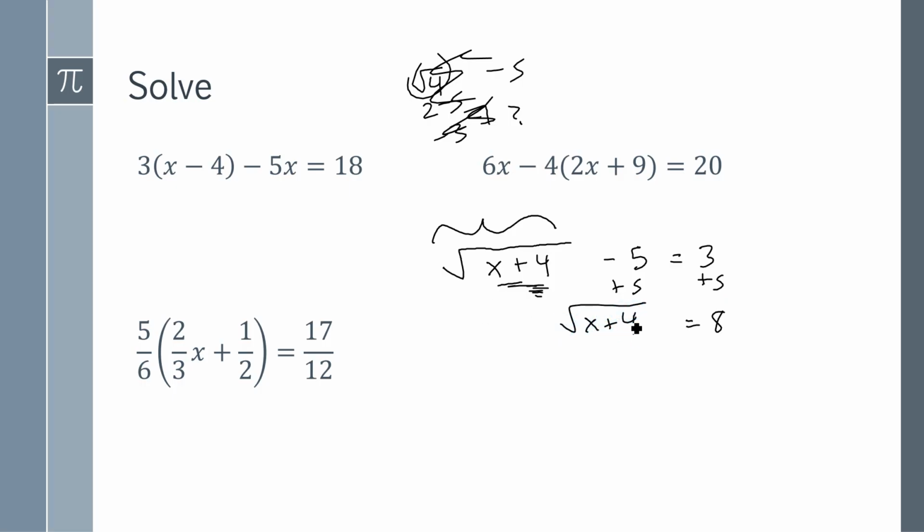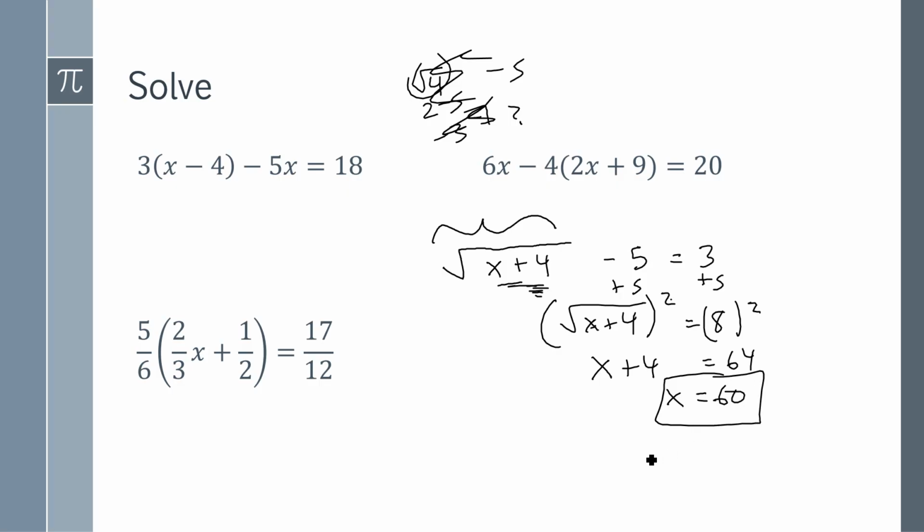And now the concept of solving equations is you do the inverses, the opposites, in order to undo everything. And the opposite of square rooting something is to actually square something. So I'll square both sides. This square undoes the square root, and that gives me x plus 4. This root and this square undo each other, and 8 squared is 64. Then I'll subtract the 4 and get 60. And we're good.